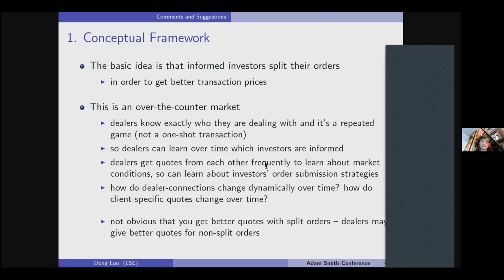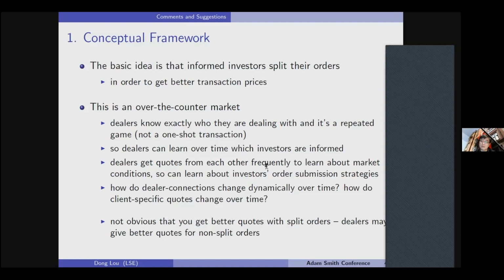So it'll be very interesting to see how things evolve dynamically over time, because dealers are very, very smart. I mean, they're very sophisticated. They're learning about investor behavior all the time, and they're talking to each other constantly. And a minor point is that it's actually not entirely obvious to me that you get better quotes by splitting your orders, right?